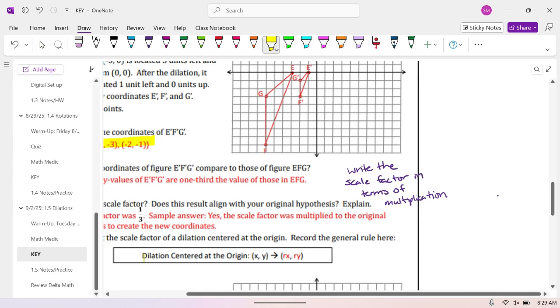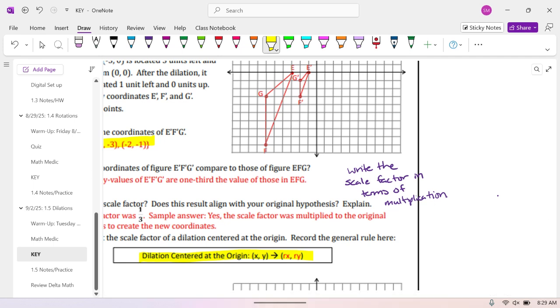Now, this is our rule. So if you start with (x, y) and you're dilating around the origin, which is the only type of dilation that we're dealing with, that means that if our scale factor is r, this would be our new point. So r times x and then r times y. And again, that's with a scale factor of r.